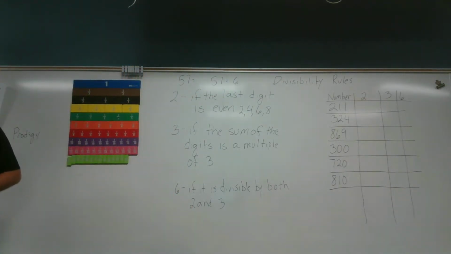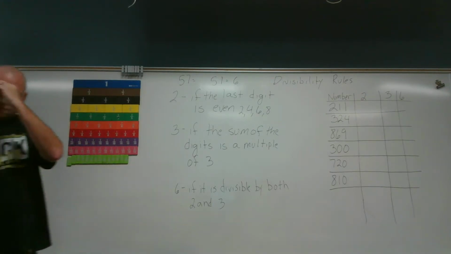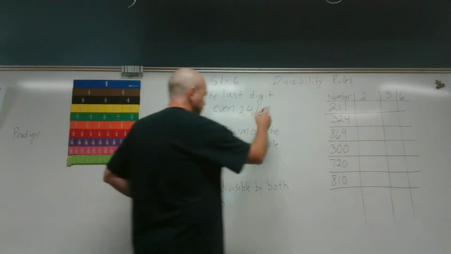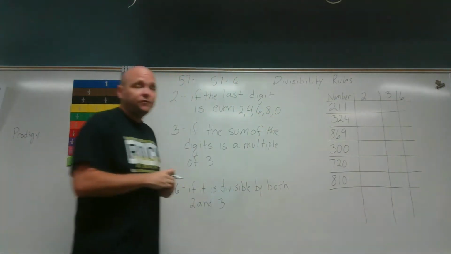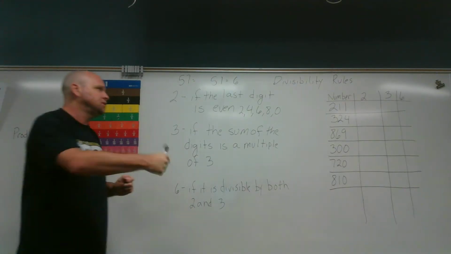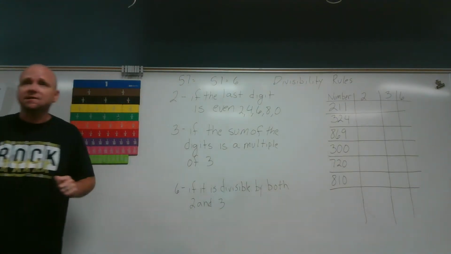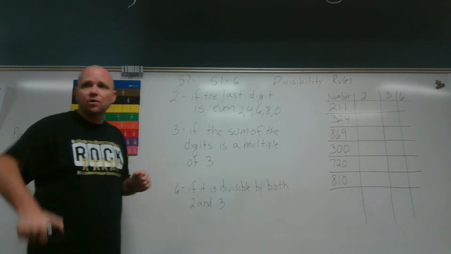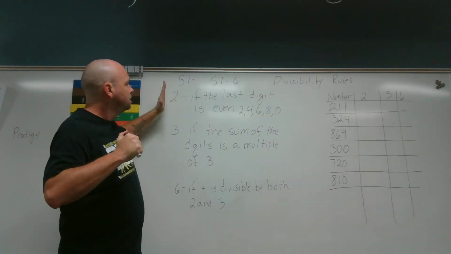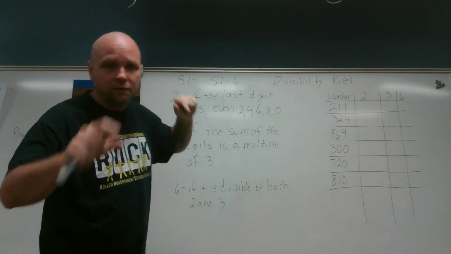Jason, one more. 10. Okay, so what's the last digit in 10? 0. So if the last digit of your number is a 2, a 4, a 6, an 8, or a 0, that number's divisible by 2. Sorry, not prime, divisible by 2. So when we're done, you'll give yourself a camp point.